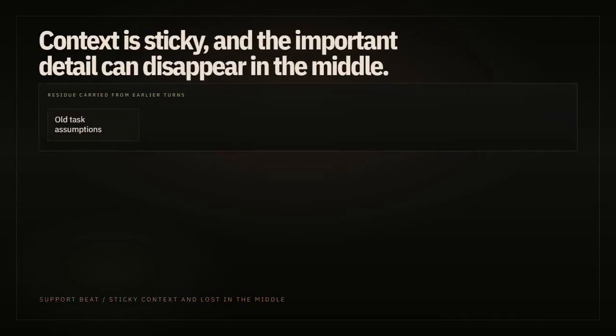Another problem is that context is sticky. Once something is in there, it keeps influencing what happens next, even if you think you changed the subject. That is one reason long AI chats drift. You're not just talking to the model about the current task, you're talking to it through the residue of every previous task in that thread.